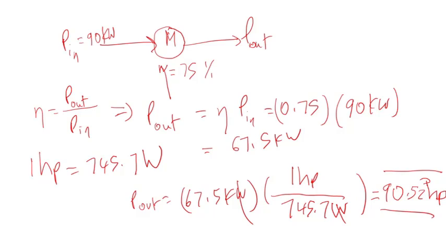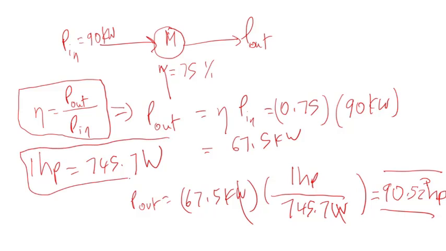So when you're dealing with motors, it's important to know this equation. Efficiency is the power out divided by power in, or input power. And it's also important to know this equation: 1 horsepower is equal to 745.7 watts. If you know these two, you can deal with motor problems. So that's question number 1.